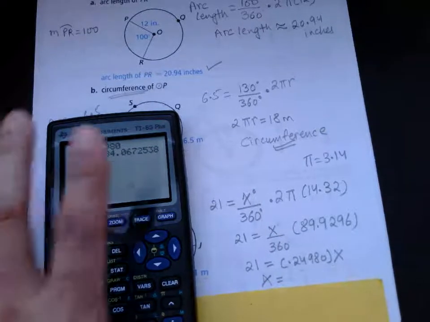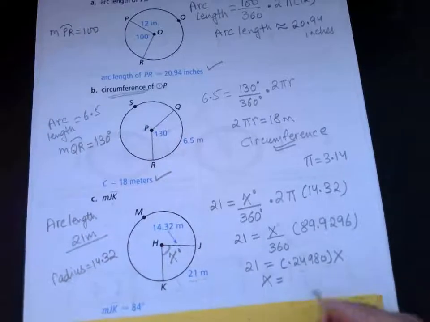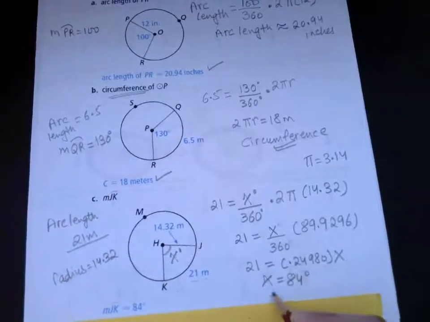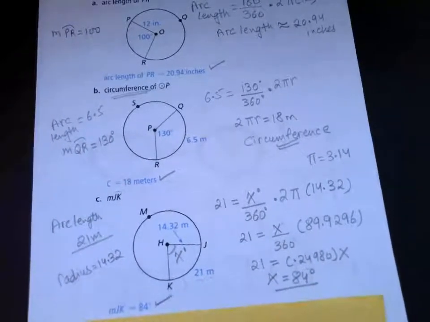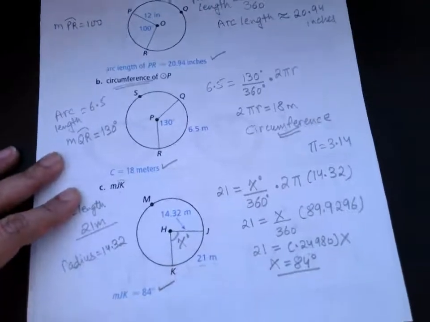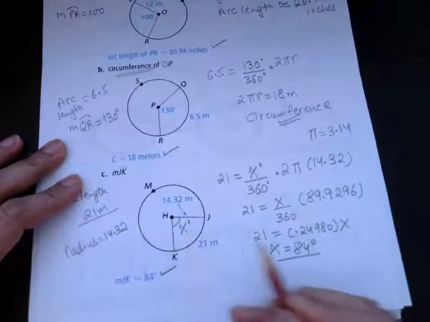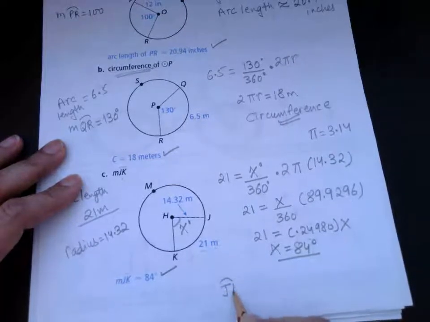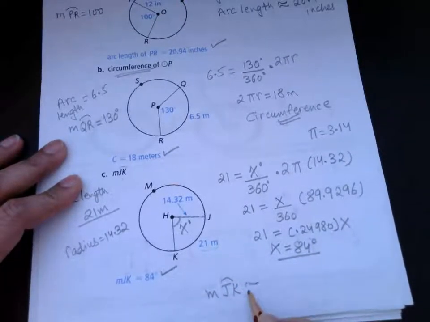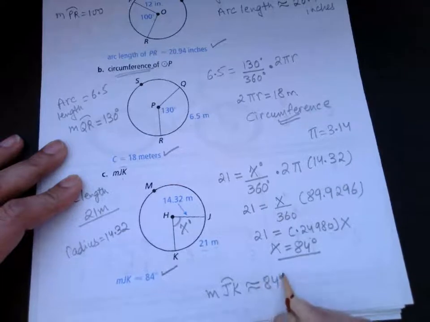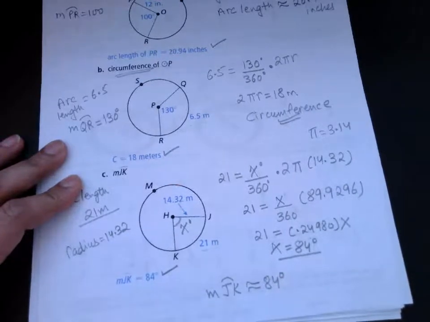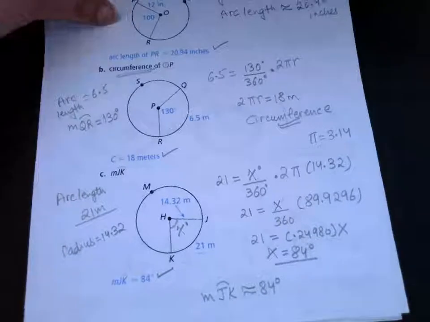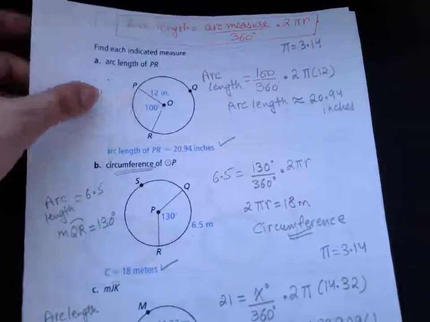X is equal to 84 degrees. And because this central angle is 84 degrees, the measurement of arc JK is approximately 84 degrees. Okay, let's try a few more.